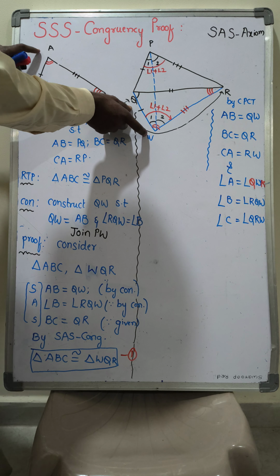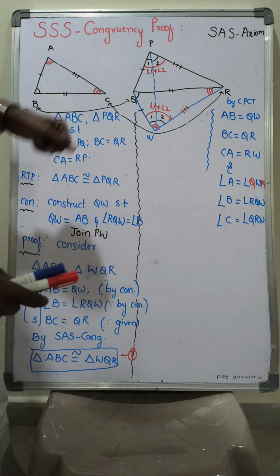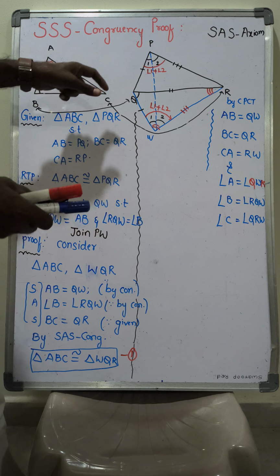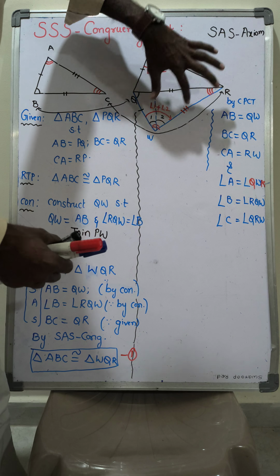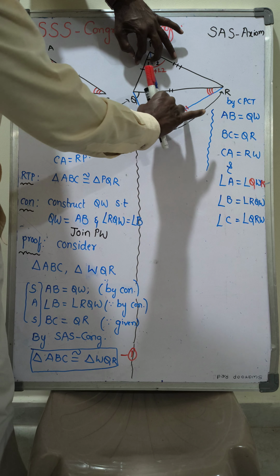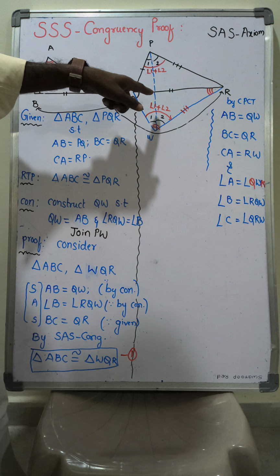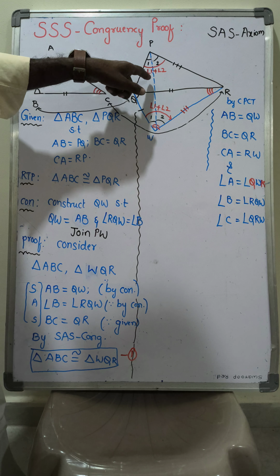Next, angle P is equal to angle W. Just now we proved it by using an isosceles triangle by joining P and W. And lastly, we can see another one, that PR is equal to WR. So this side is equal to this side, this angle is equal to this angle, and this side is equal to this side. By SSS congruency, we can see these two triangles are congruent, and that is what we need to prove. And we got it here.